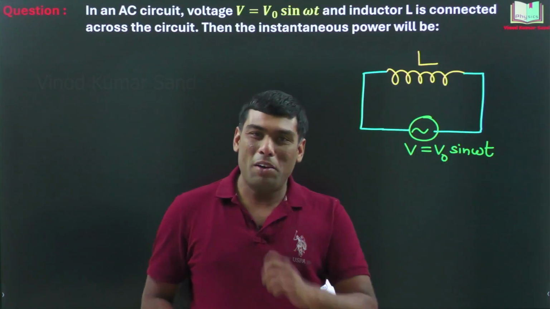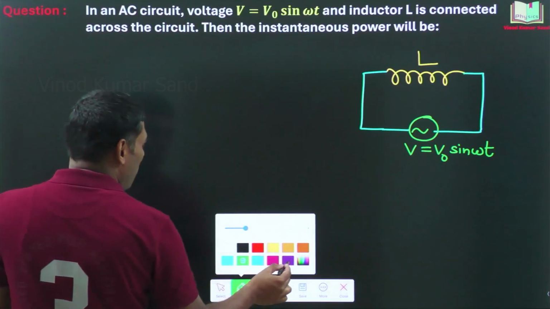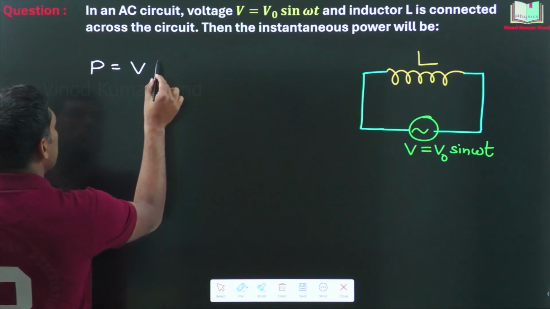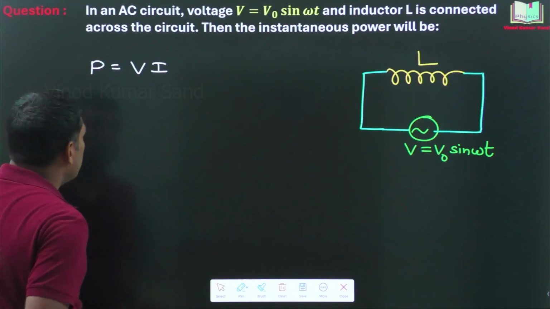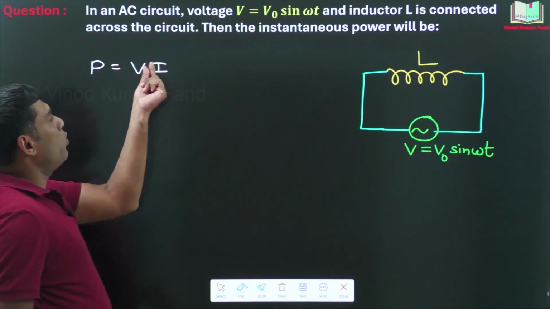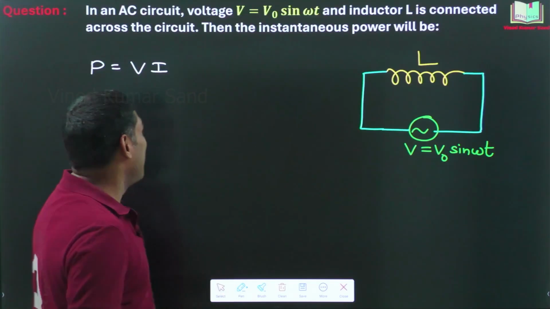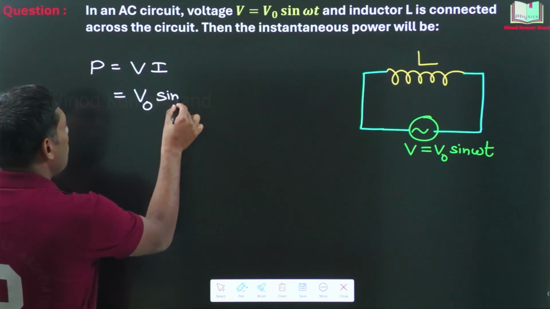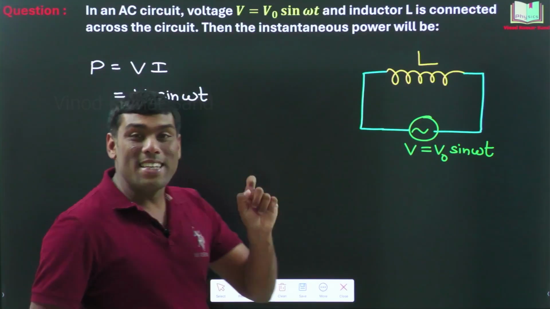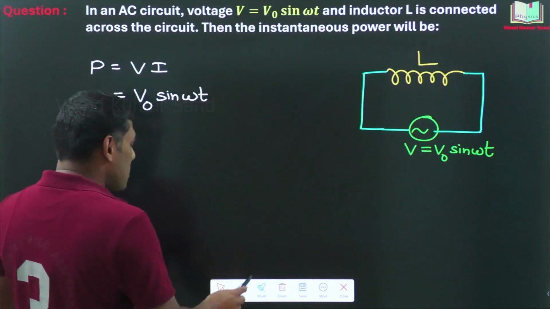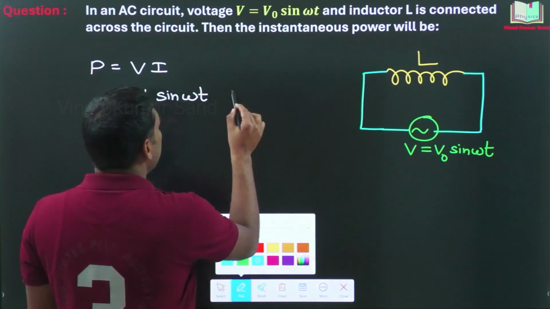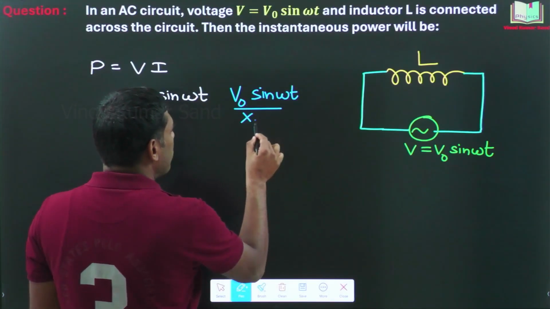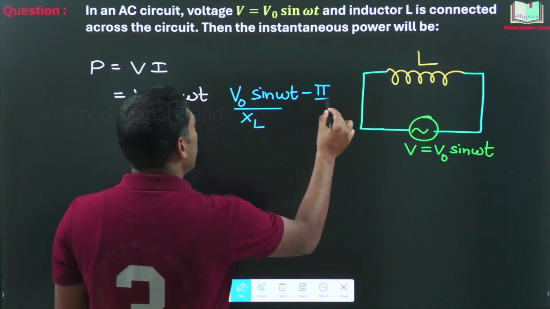Now, the formula for the instantaneous power, we all know that P instantaneous is equal to V instantaneous into I instantaneous. Instantaneous voltage is mentioned to us, V0 sine omega t. Now we need the instantaneous current. The instantaneous current is simply V0 sine omega t divided by XL, with a phase of minus pi by 2.